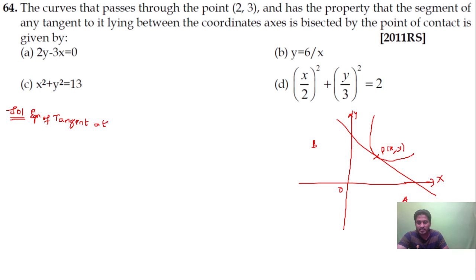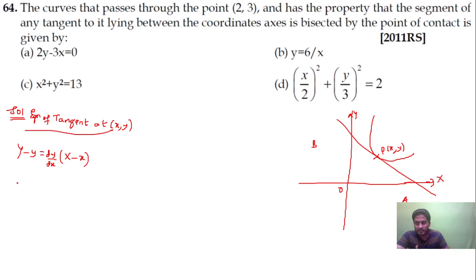Equation of tangent at any point x comma y is y minus y1 is equal to m, that is dy by dx, into x minus x1. So this is x minus x1. I'm taking small x and y as x1, y1. The general point is capital X and Y.